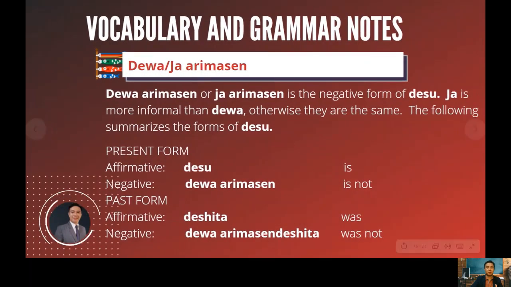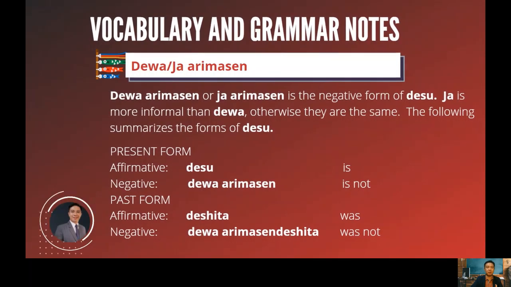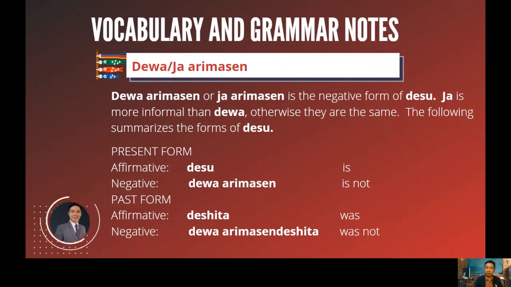ではありません or じゃありません is the negative form of this. Ja is more informal than dewa. Otherwise, they are the same. The following summarizes the forms of desu. Desu, or is, is the affirmative form. Dewa arimasen is the negative. For the past form, deshita means was. Dewa arimasen deshita means was not.